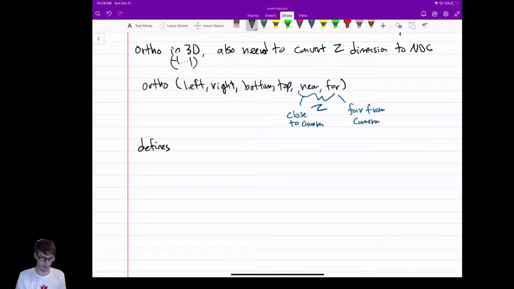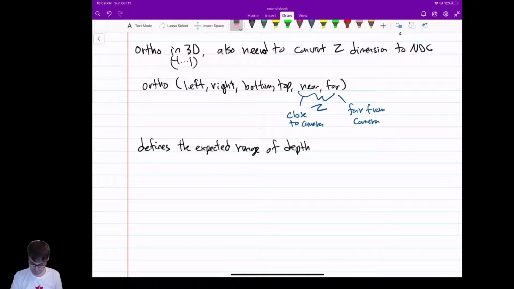So one way to look at it is, okay, I'm going to tell the computer my expected range for Z. This defines the expected range of depth. And this becomes actually very important, and we'll learn lecture after lecture more pieces of why that's important. Okay?